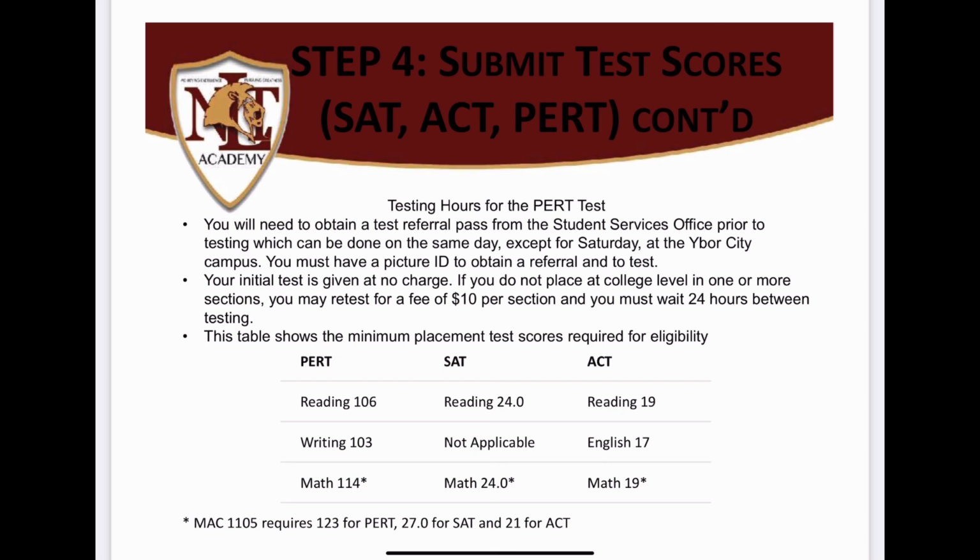You just need to contact the testing centers in order to request that, which you can find that information online. On this slide here, I have listed what the school is looking for as far as minimal scores that are required for eligibility in order for your student to take dual enrollment classes. You can find that information here, and listed under PERT scores, SAT scores, and ACT scores.